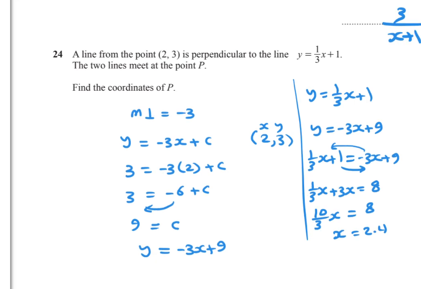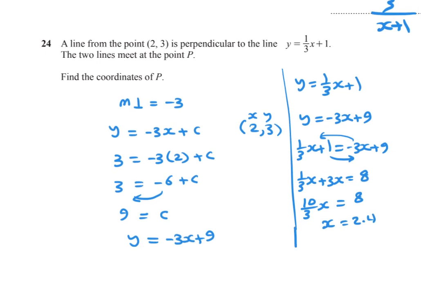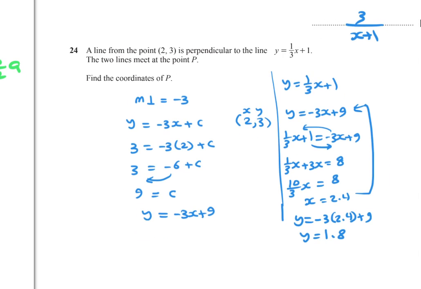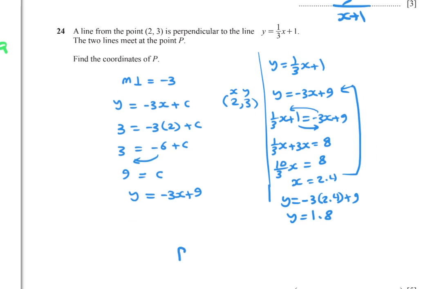Now you can substitute to find y. You can substitute in any equation, this one or that one. So y equals negative 3 times 2.4 plus 9, so y equals 1.8. So the point P is (2.4, 1.8).